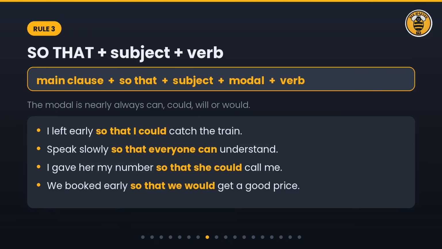Listen. I left early so that I could catch the train. Speak slowly so that everyone can understand. I gave her my number so that she could call me. We booked early so that we would get a good price. And notice the pattern in the tenses. Present or future in the main clause, use can or will. Past in the main clause, use could or would.